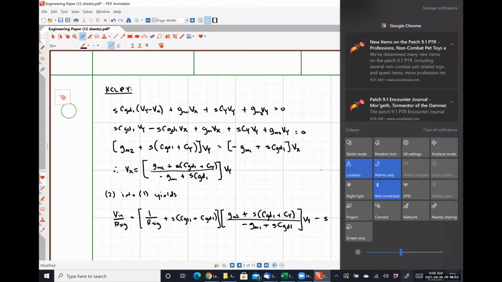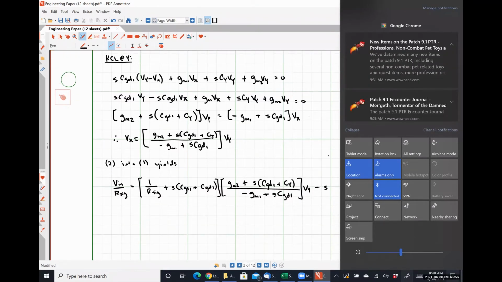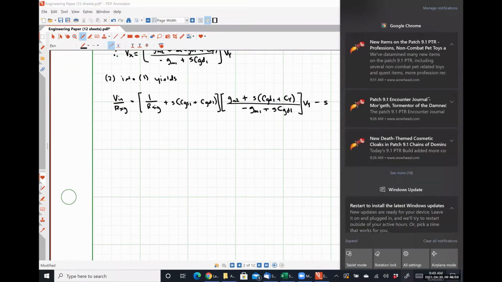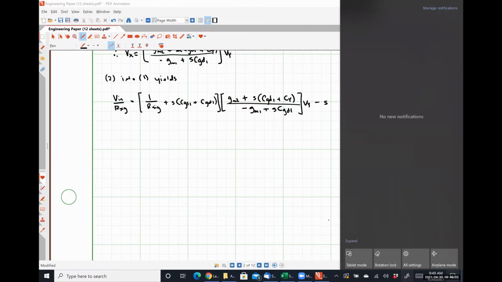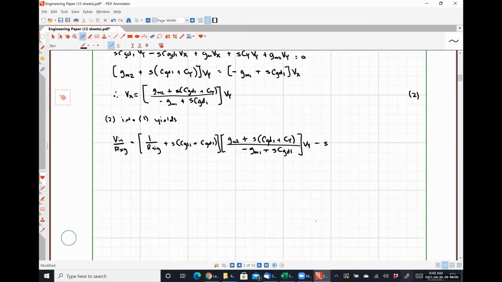CGD1 Vy. And now I'm going to multiply that right-handmost term by a factor of negative GM1 plus S CGD1 over negative GM1 plus S CGD1 to be able to combine everything to one horrifying looking numerator, as per usual. And we'll go from there in a second, okay?